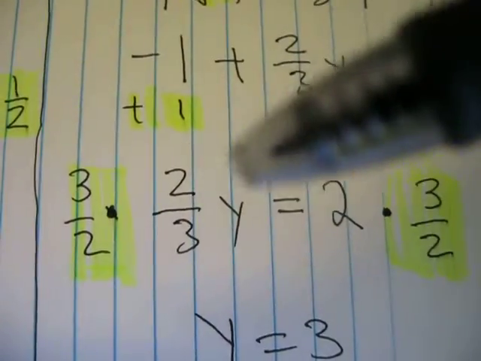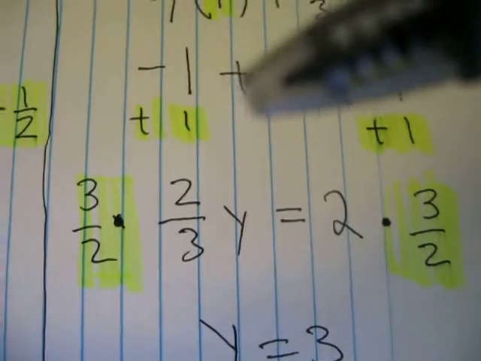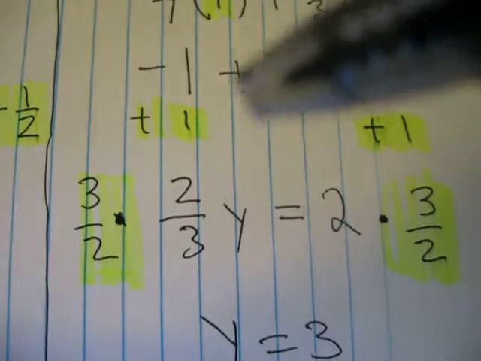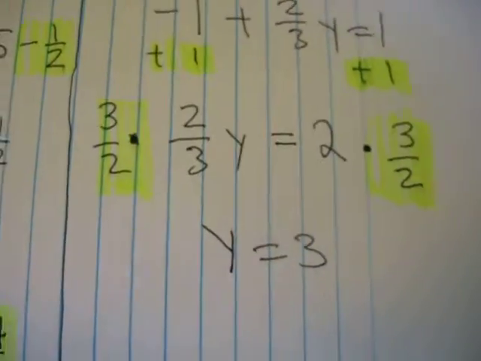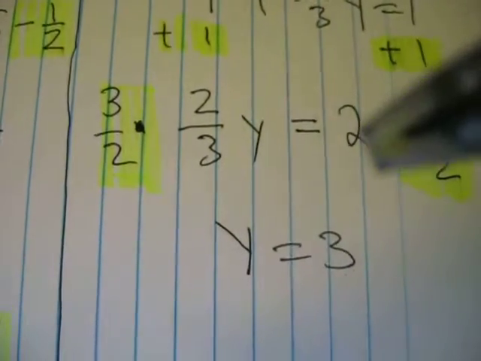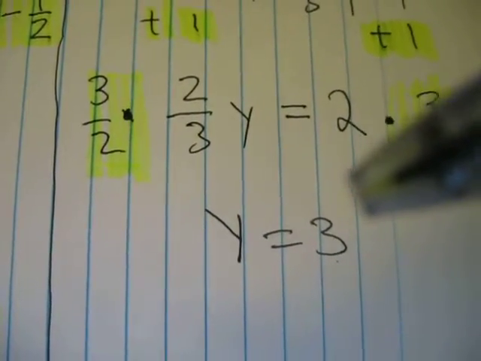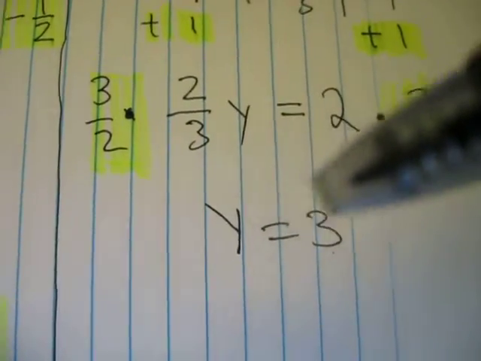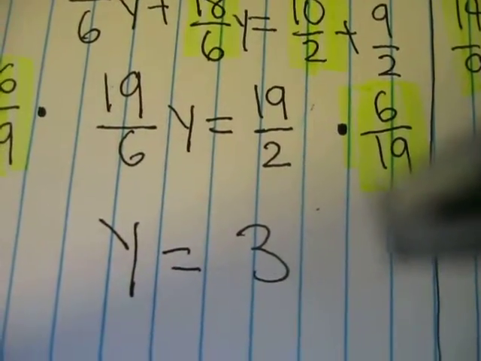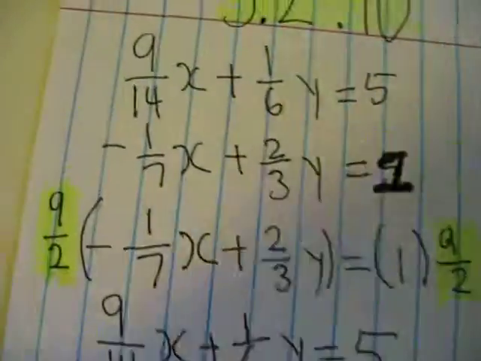Now we want to get the variable, so we divide by 2/3 on both sides, so we multiply each side by the reciprocal, 3/2. And now we have y = 3. So that's the same answer as our first equation. So we can conclude that x and y are equal to 7 and 3, so the solution is the pair (7, 3).